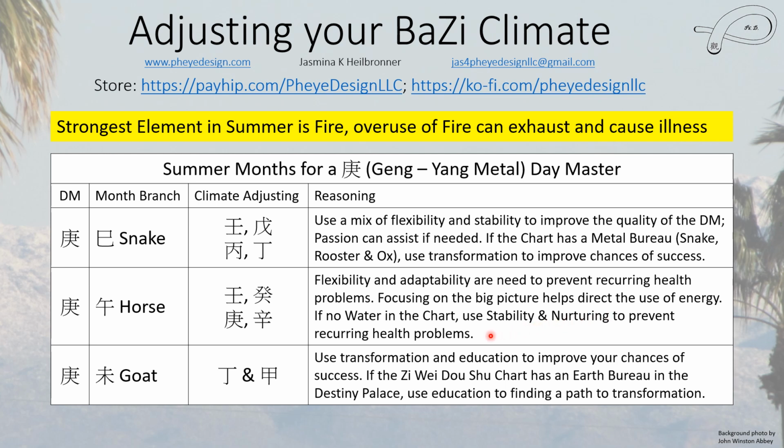And if there's no water in the chart, which is pretty hard for someone born in the summer because they are missing what should be their useful God, you want to use stability and nurturing again to prevent health problems, because this is what the water is for.